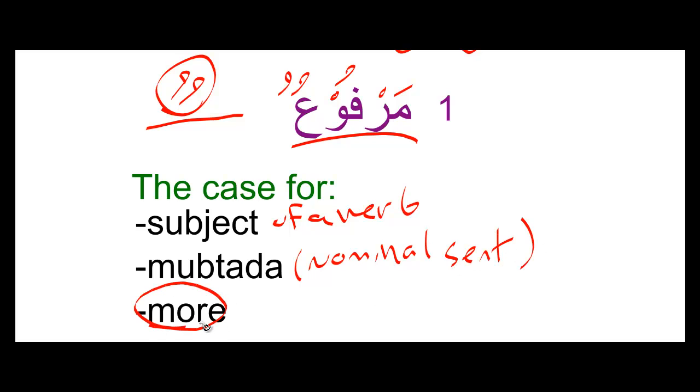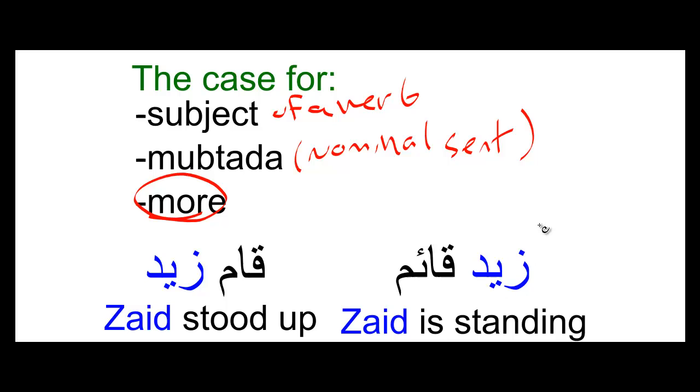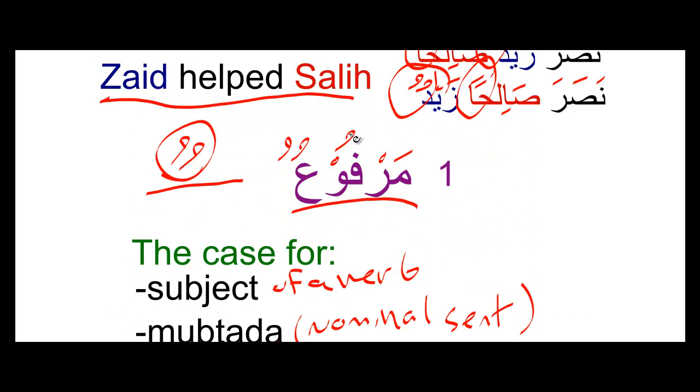And in other times as well, but I won't mention those right now just to keep things simple, and we'll get to them later. So here we have both examples. Zaydun qa'imun, Zayd is standing, and qama Zaydun, Zayd stood up. This first sentence is a nominal sentence. And so Zayd, I know it's an ism, I know it's a noun, it's mubtada, and because it's mubtada, it takes the case of marfu', and marfu' is identified by dhamma.